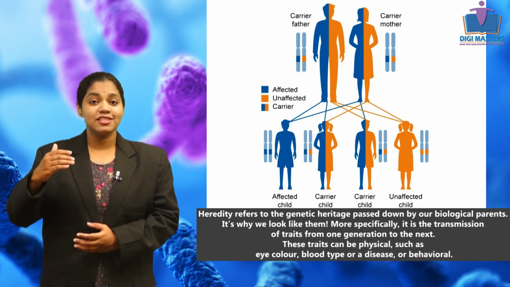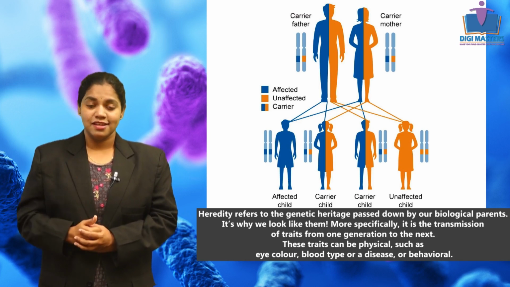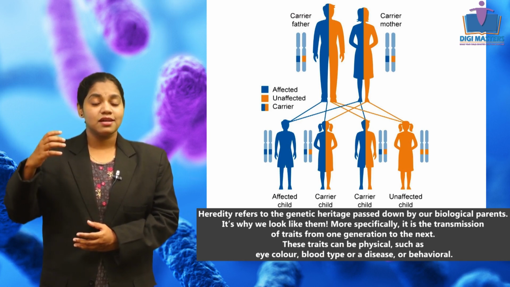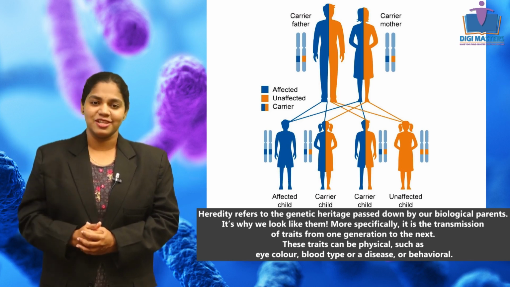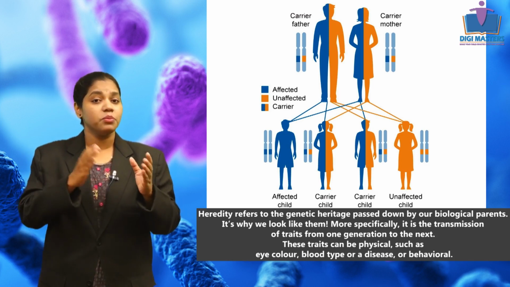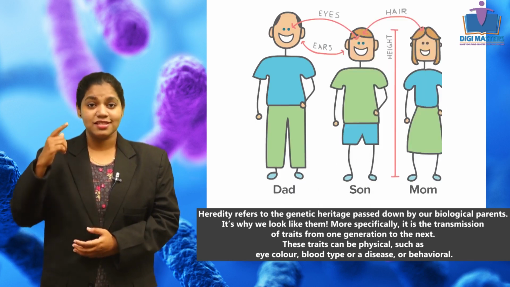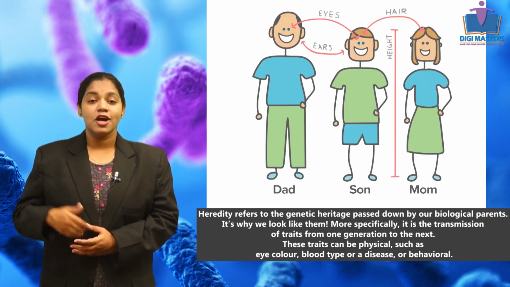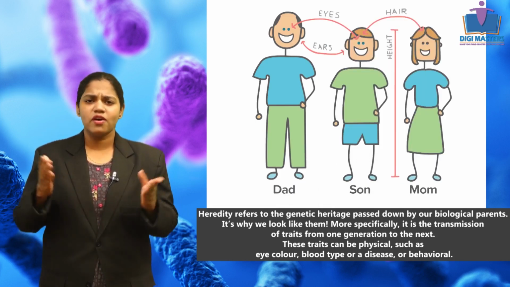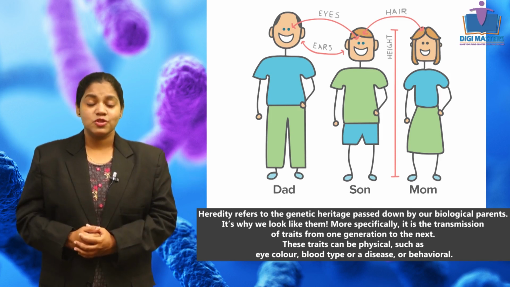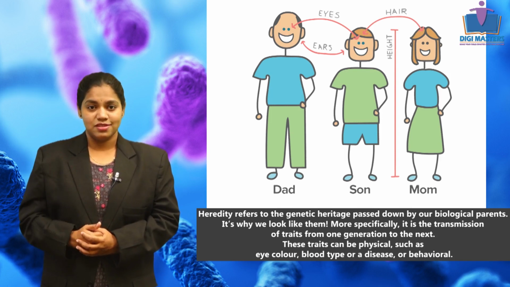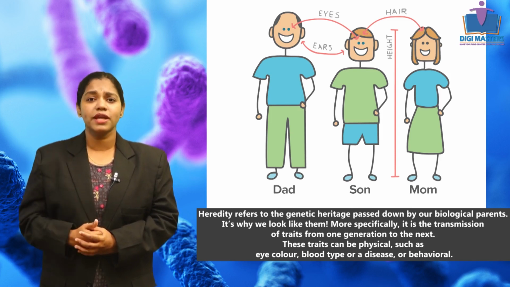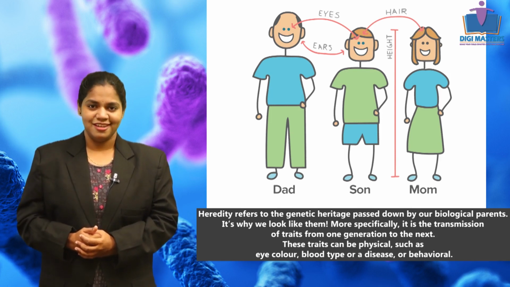Certain traits we get from our parents. These traits are transmitted from one generation to the next generation. And these traits can be physical, such as eye color, a blood type, or even a disease. So a trait may be representing these features, or even behavioral changes.